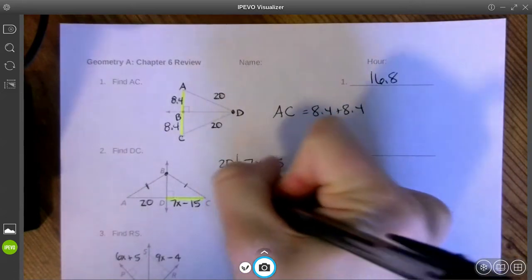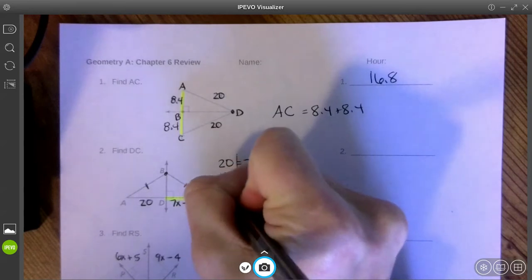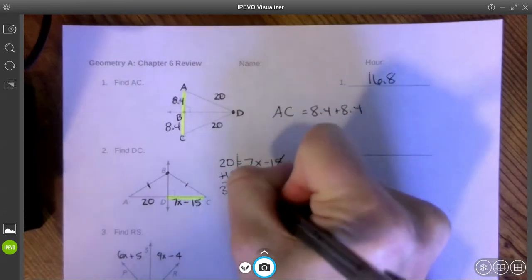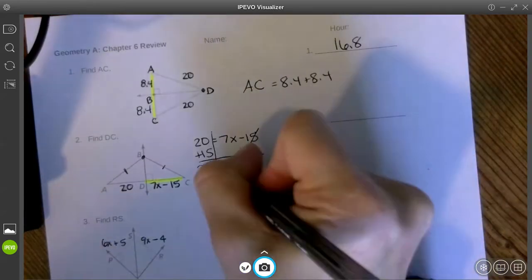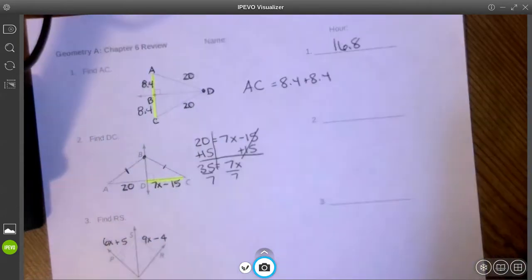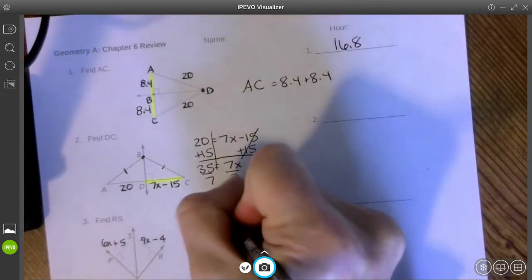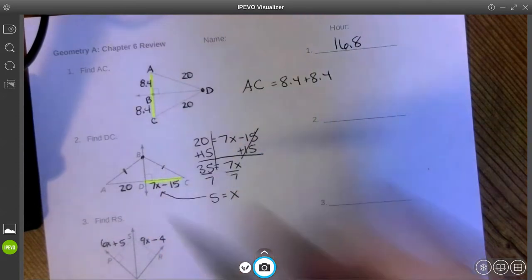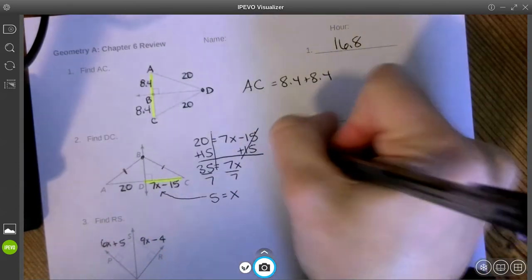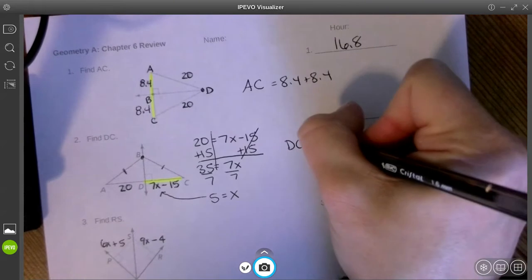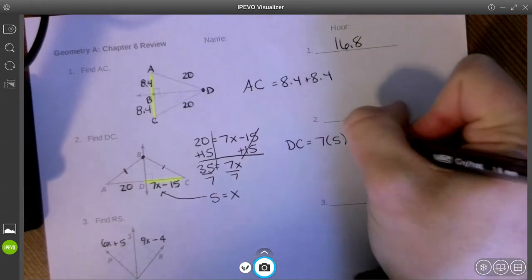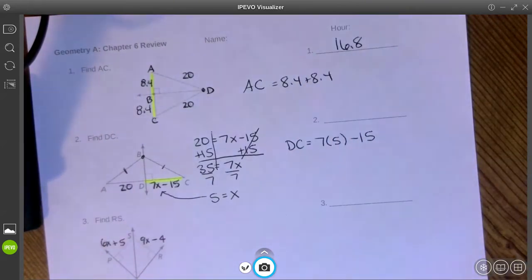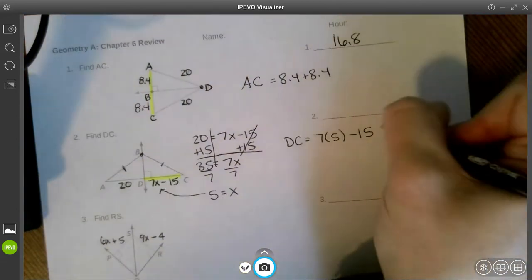So I'll add 15 to both sides. Divide both sides by 7. And I get that x is equal to 5. And so to find the length of DC, I just need to take 5 and substitute it in for x. So DC is equal to 7 times 5 minus 15, which gets me 20.